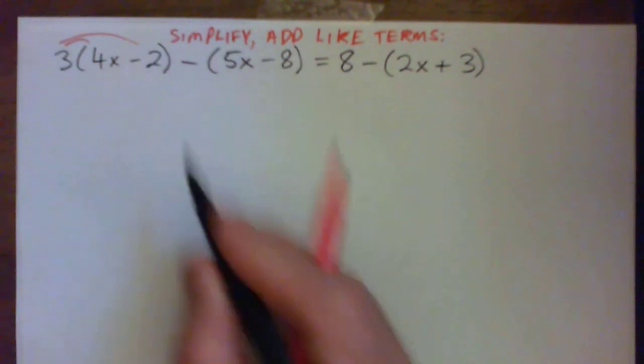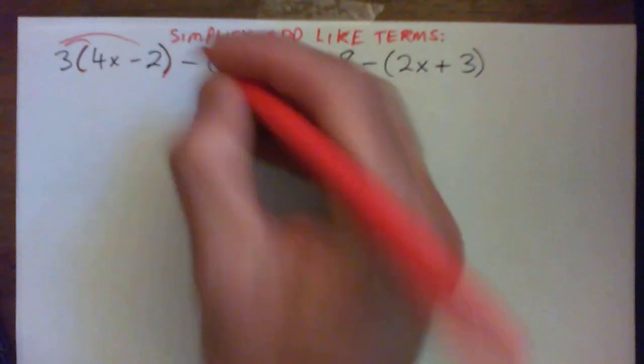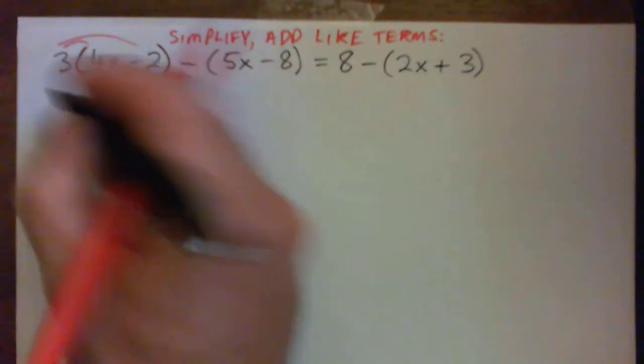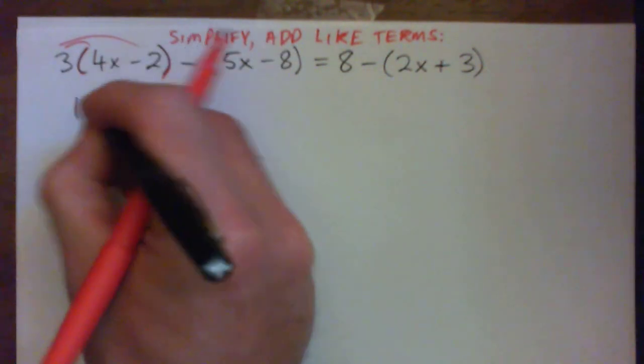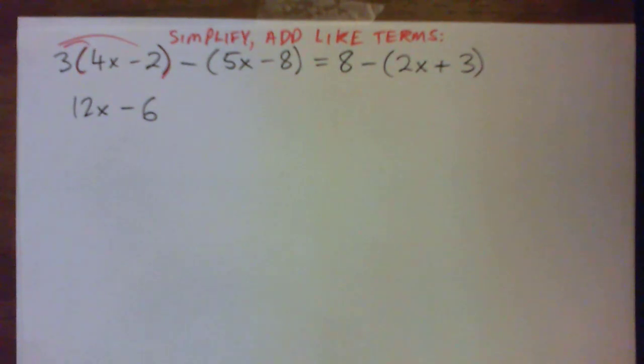That's the distributive property. You have 3 of these bags, and so it's 3 of everything in there. So 3 times 4x is 12x, 3 times negative 2 is negative 6, right? Now the next one is interesting because it's like you've got a negative touching a parenthesis. A negative touching a parenthesis.